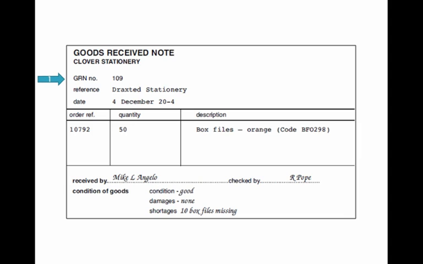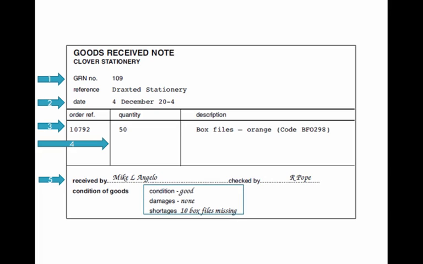At first, it always has the GRN number. It has the date of the GRN, which basically is the date on which the quality inspection is made and the organization certifies that, alright, fine, we have received so many goods. Then it has again the order reference, which is the same as the PO number, the quantity, the description of what was received, and who was the person who received these goods and who was the person who checked these goods, right? So in this case, Mike received these goods and Mr. R. Pope checked these goods.